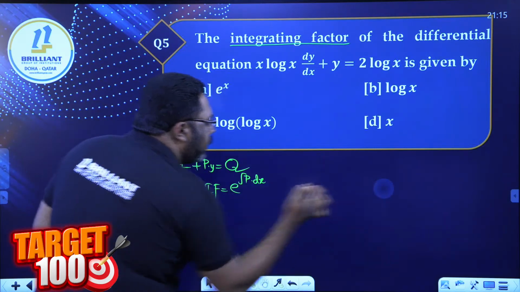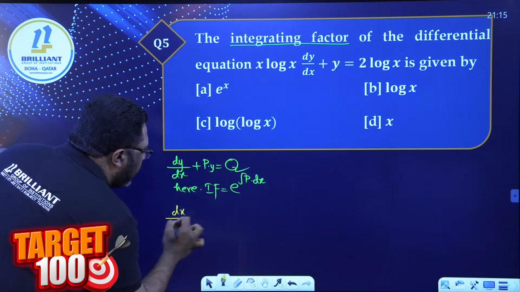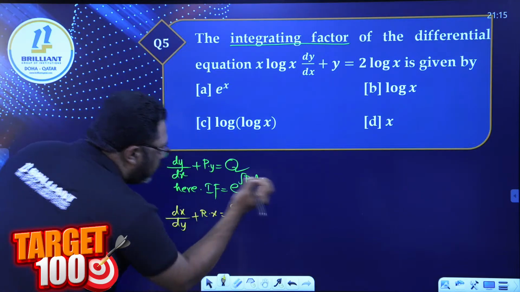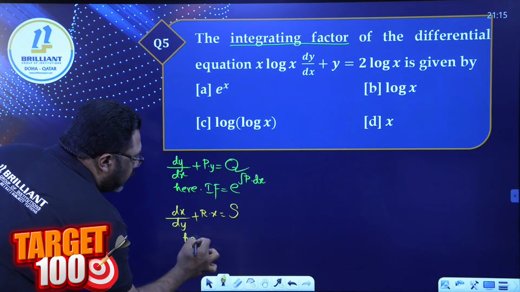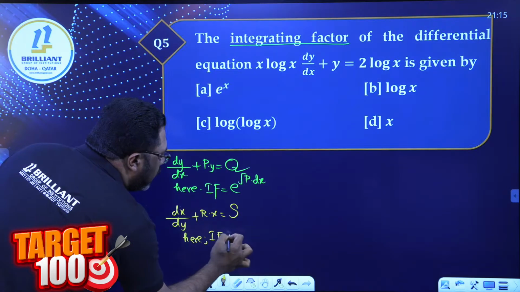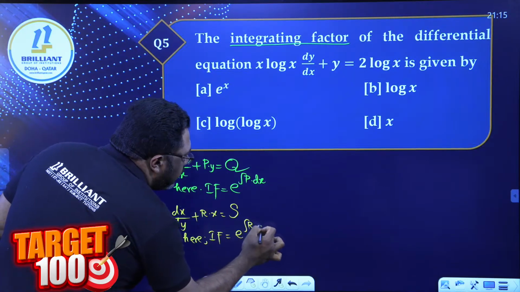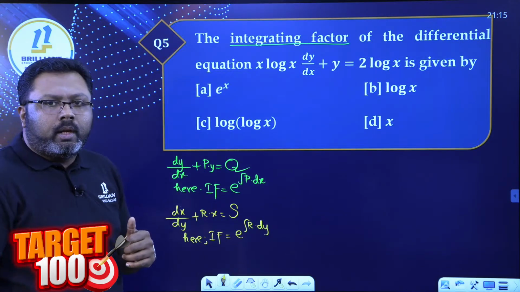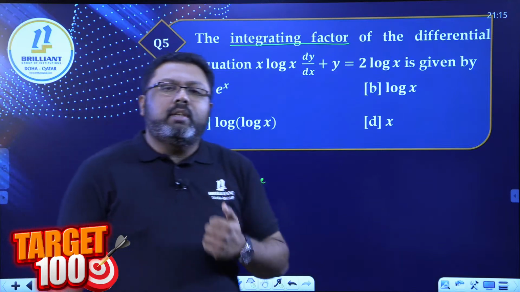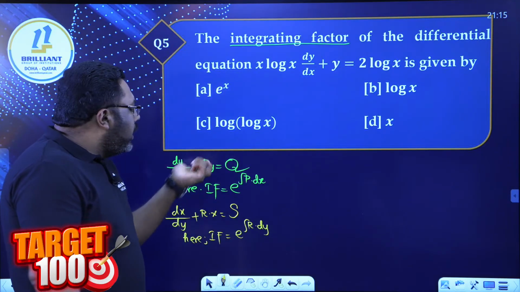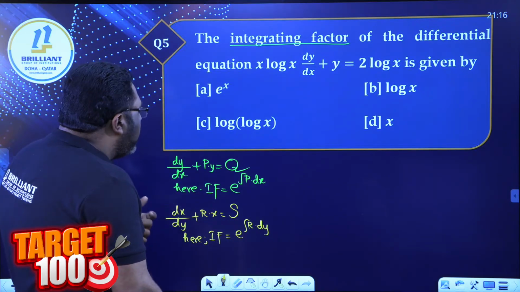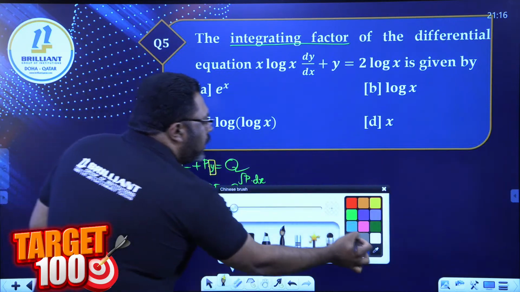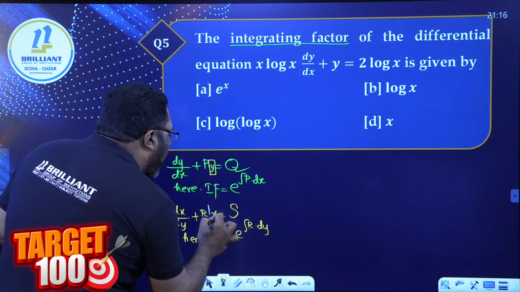The second form is dx by dy plus rx equal to s. Now in this case my integrating factor is going to be e raised to integral r dy. So we have to understand which form this is, because when they ask you the integrating factor, it should be written in either of these forms, right? Normally you can see that the first expression holds a py and the second one holds an rx.